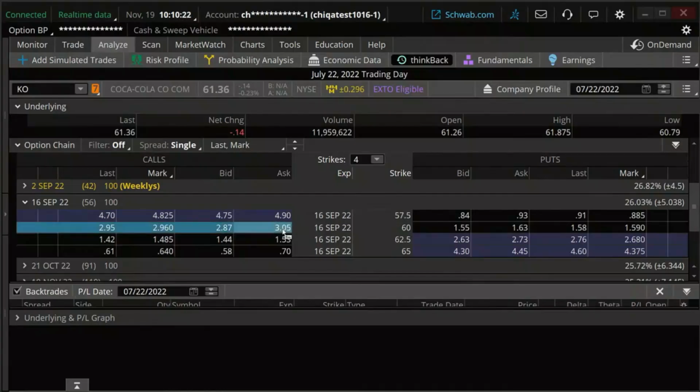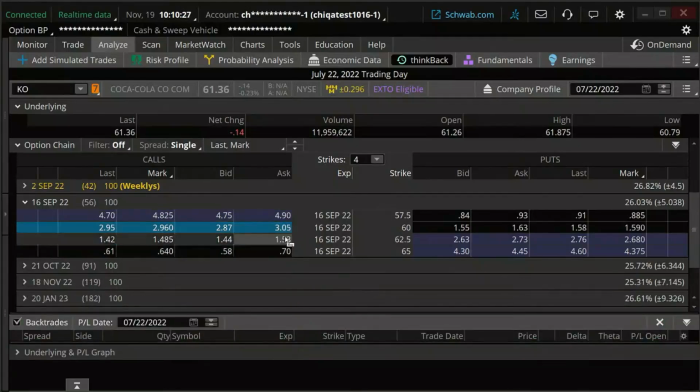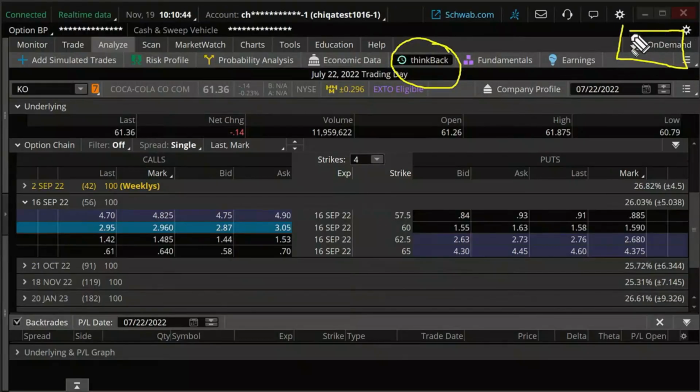So I'm going to click on that, and it brings up a trade at the bottom of the page. Now you're going, well, look, the option probably traded at different prices throughout the day. This is an end of day price. So when we talk about Thinkback, which is what we're looking at right now, versus On Demand, which we'll look at in a minute, one advantage of On Demand is you can get intraday pricing. Thinkback is end of day pricing.